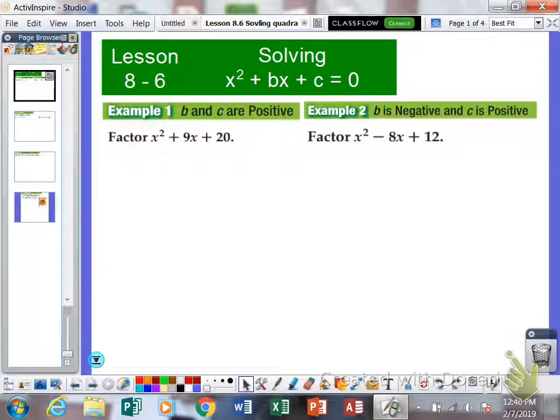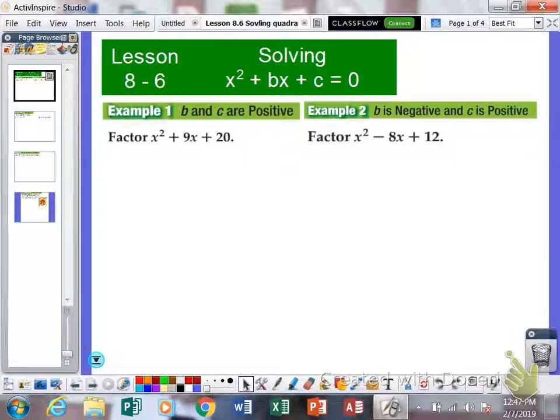So let's look at our first example here. It's when b and c are positive. In this trinomial, b is equal to 9, c is equal to 20. Since c is positive and b is positive, we need to find two positive factors with a sum of 9 and a product of 20.